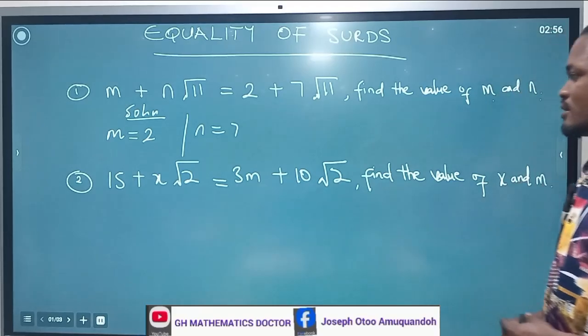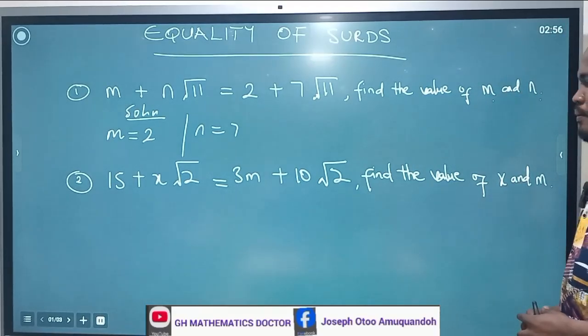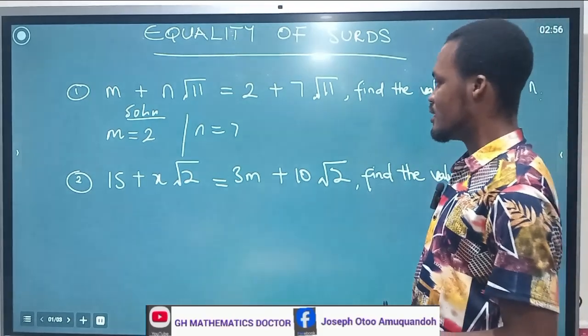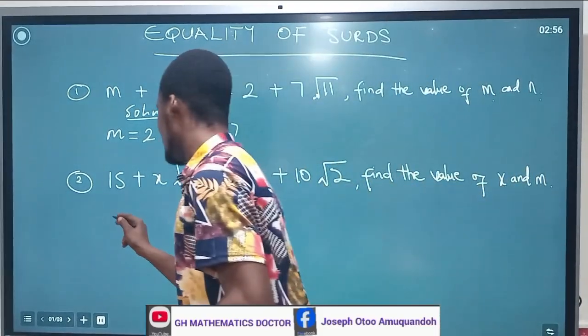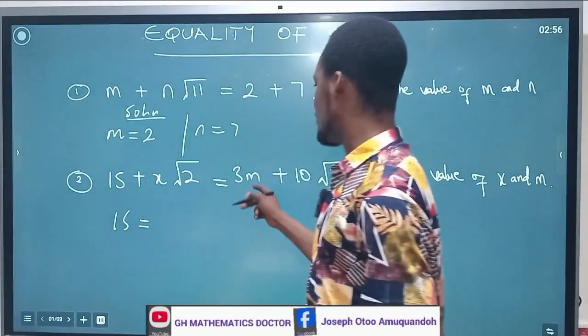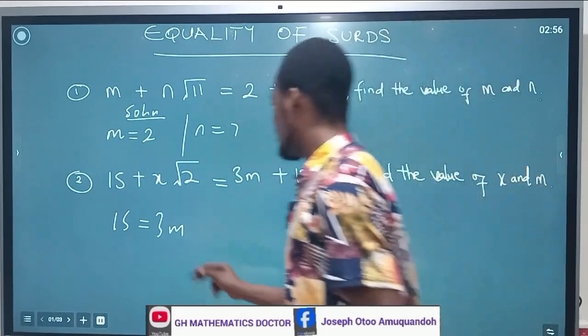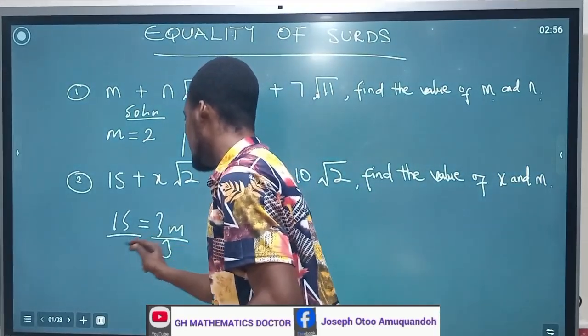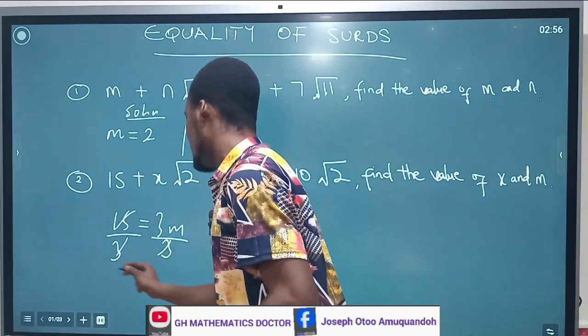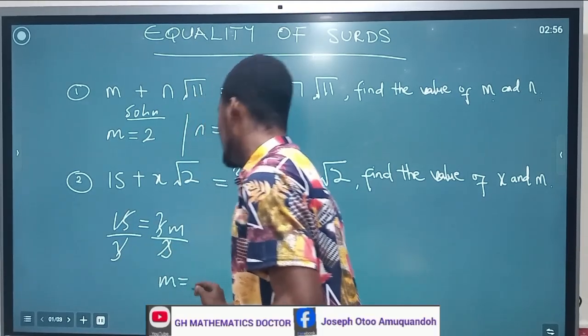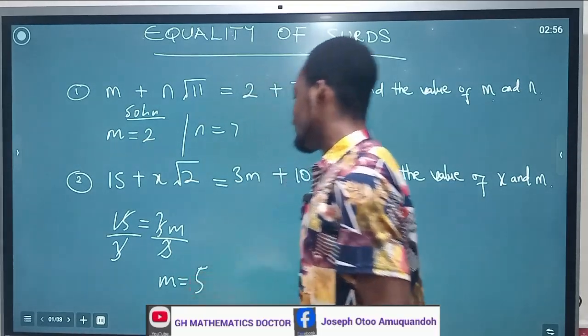For the second one, they said find the values of x and m. The same thing, equate the corresponding terms. We have 15 equal to 3m, and we can now solve for m. So we divide both sides by the coefficient of m, and our m will be positive 5.